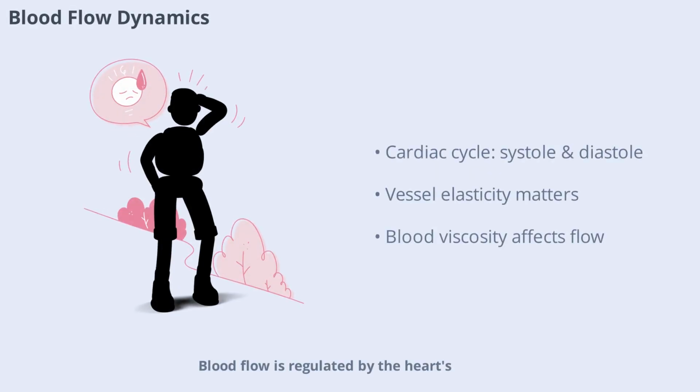with the heart. Blood flow is regulated by the heart's rhythmic contractions and the elasticity of blood vessels. The cardiac cycle includes systole when the heart contracts and diastole when it relaxes. This cycle maintains consistent blood pressure and flow. Factors like vessel diameter and blood viscosity also influence circulation. When these dynamics are disturbed, it can result in hypertension or other cardiovascular issues. Understanding blood flow helps us recognize early signs of disease and the importance of maintaining healthy circulation.